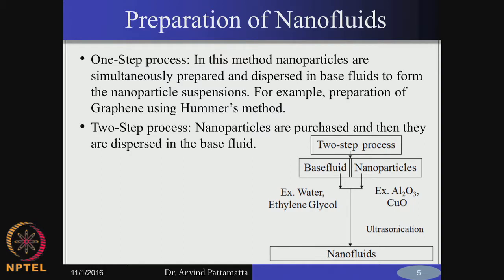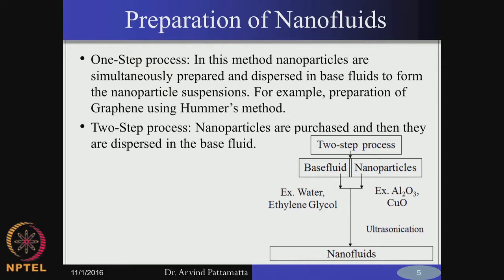Okay. So, how do you prepare nanofluids? There are basically two ways. One is called a one step method, in which you directly synthesize the nanoparticle within the base fluid, okay, and then you prepare the nanofluid in one step. That means, you synthesize and form nanofluid together simultaneously.